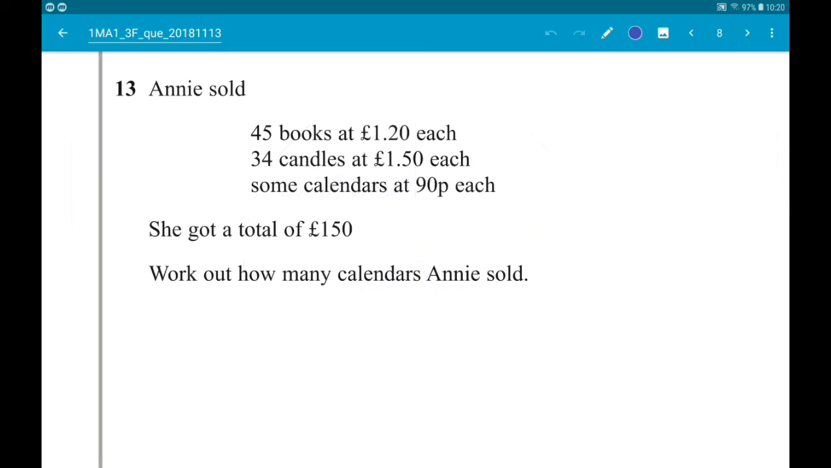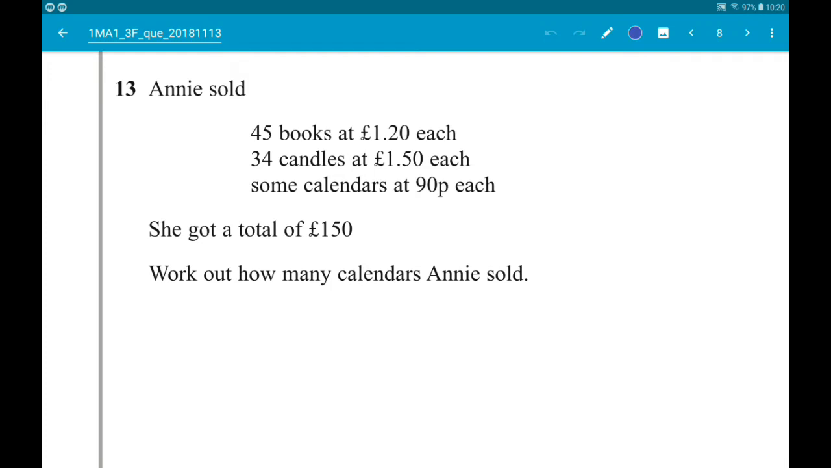Okay, number 13, Annie sold 45 books at £1.20 each, 34 candles at £1.50 each, some calendars at 90p each. She got a total of £150. Work out how many calendars Annie sold. Okay, so if we work out how much money she made from books, how much money she made from candles, add them together, take that away from 150 and then divide that by 90p, jobs are given.